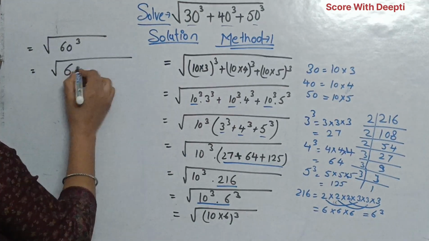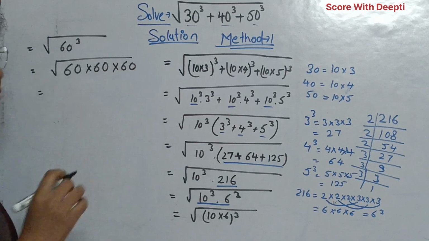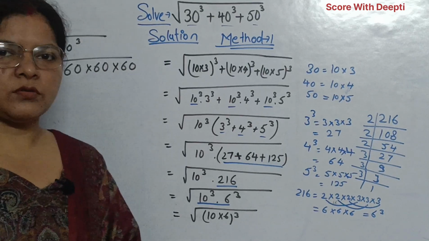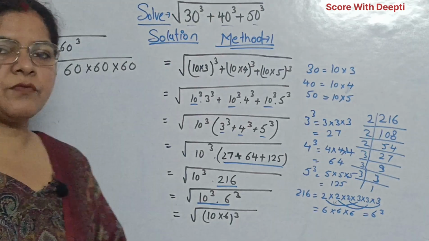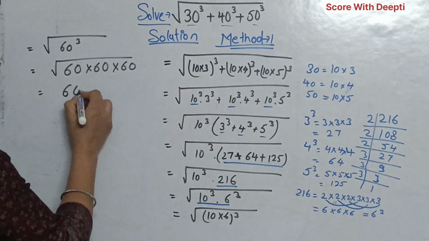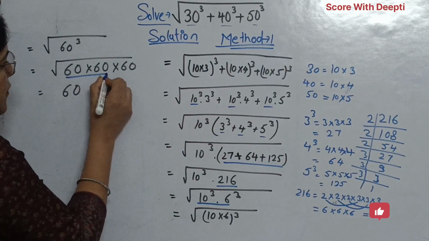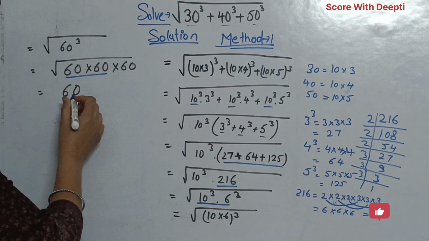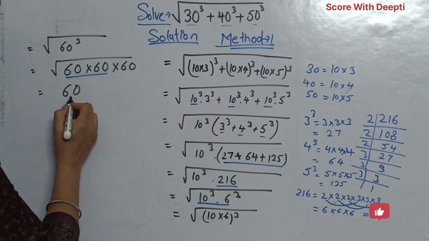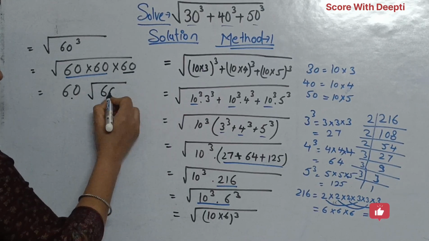Means we will write 60 into 60 into 60. You know that if there are two same terms in square root, we will find the single term without square root. Means these two terms come out of the square root, and here we will get only 60, and under square root there is 60.